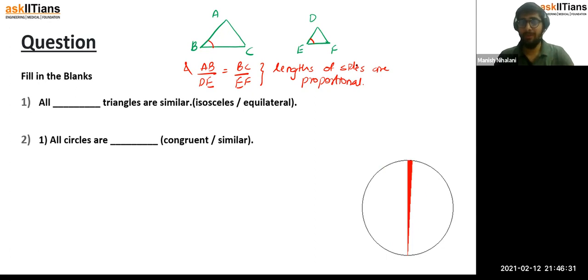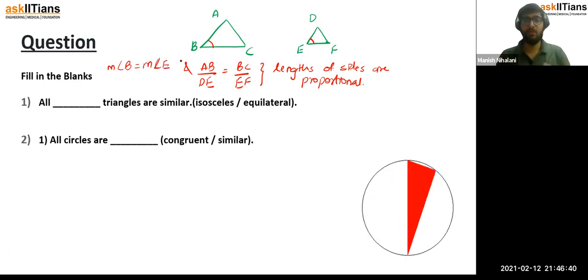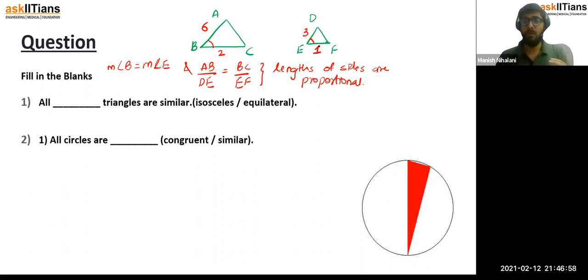So angles should be equal, that is, measure of angle B should be equal to measure of angle E. But the sides need not be equal. The sides should be in the same proportion, right? Do you understand? If this is 6 and this is 3, then this should be 2 and this should be 1, because 6 by 3 is equal to 2 upon 1. So the sides should be in the same proportion. Okay? Now let's try to solve this question.